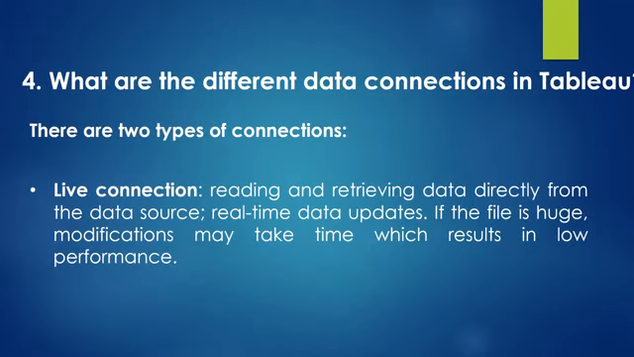Then we have, what are the different data connections in Tableau? So in Tableau, we have 2 types of connections. We have the live connection, which means reading and retrieving data directly from the data source, so we will have real-time data updates. For example, if the file is huge, modifications may take time, which results in low performance. Because when you are in a live connection and you want, for example, to refresh your data, the whole data in the data source will be refreshed, which means that if you have 1 billion rows, everything will be refreshed and this may take a lot of time.